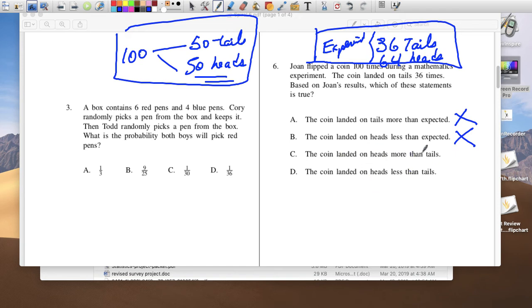The coin landed on heads more than tails. That is definitely true. In the experiment, the coin landed on heads 64 times and on tails 36. So this one is correct. I'm not even going to bother reading the other one. So final answer C.